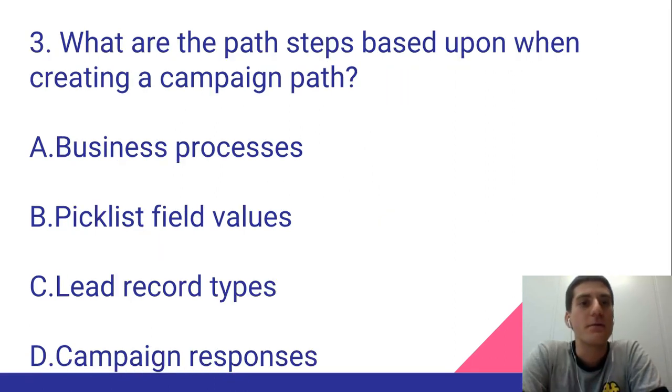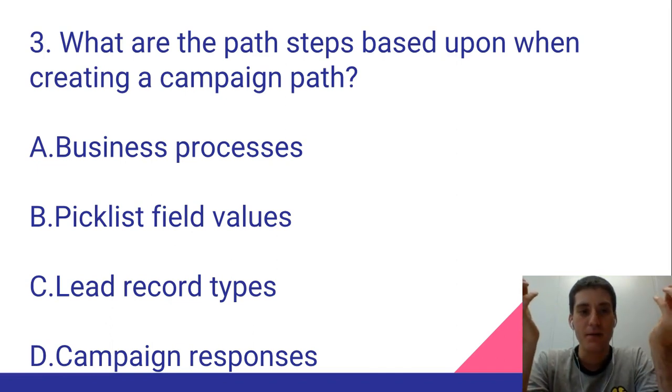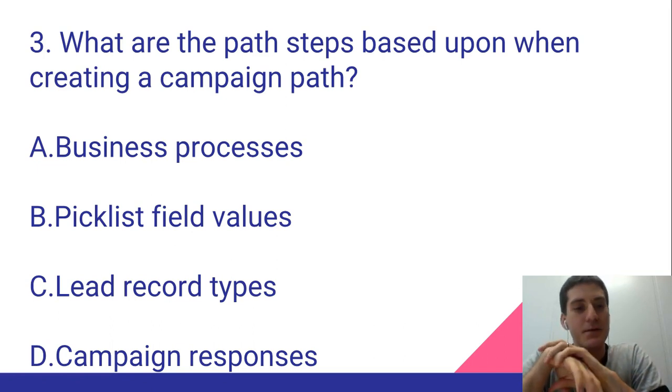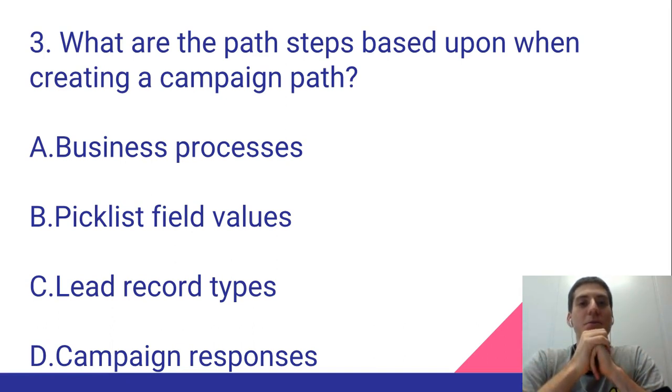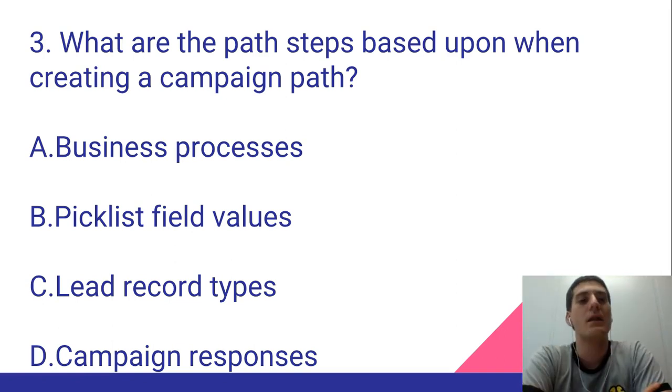Okay, wonderful. What are the path steps based upon when creating a campaign path? Well, business processes, pick list field values, lead record types, or campaign values. Well, let's think about this. A campaign path. When we think about a campaign path, you would most likely in this case go for D, campaign responses. However, you are thinking about not necessarily the responses, but the path for that. So the path is related to the pick list values.